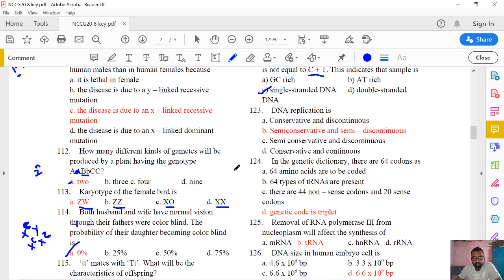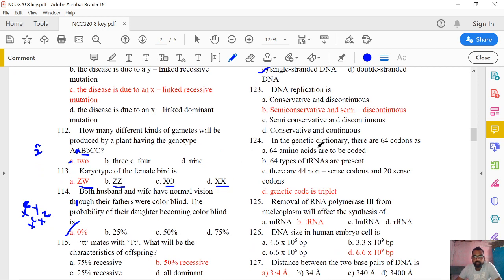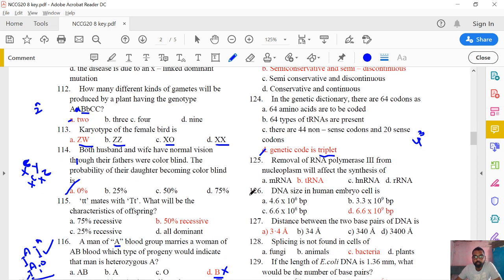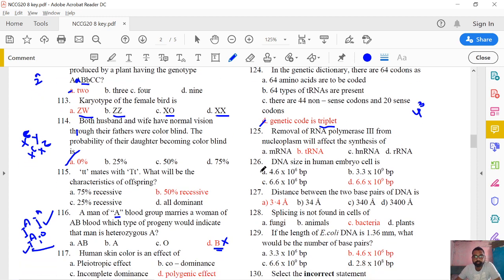DNA replication is semi-conservative as well as semi-discontinuous. In the genetic dictionary, there are 64 codons as the genetic code is triplet. There are four types of nucleotides, and each codon is a triplet, that is 4 power 3 equals 64. So this is the reason. Removal of RNA polymerase 3 from the nucleoplasm will affect tRNA synthesis.